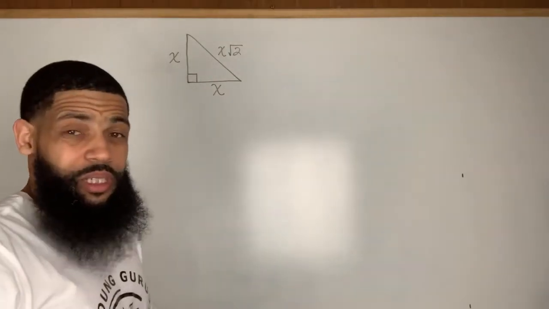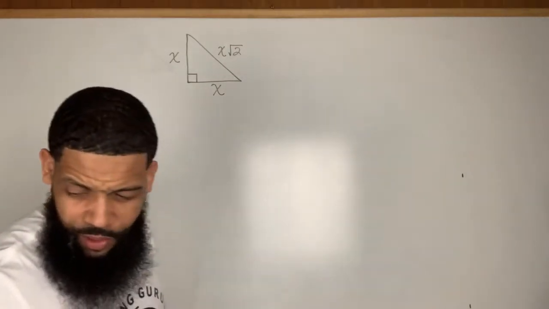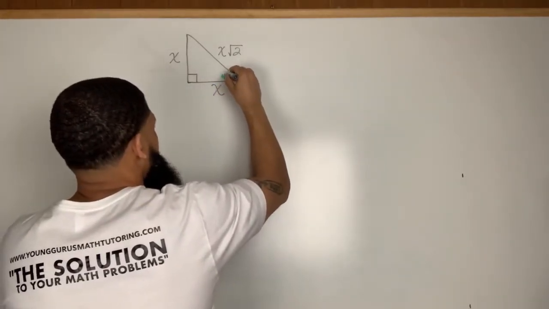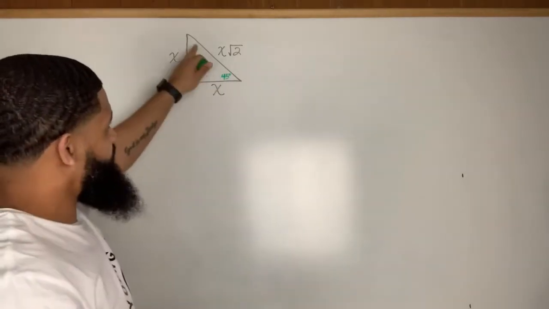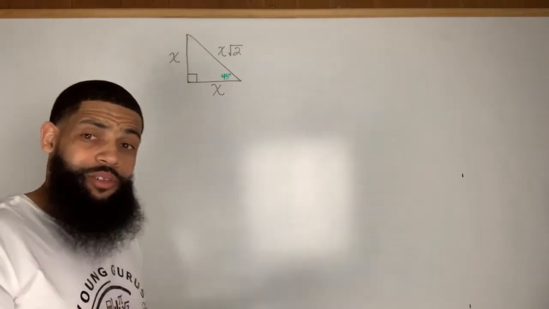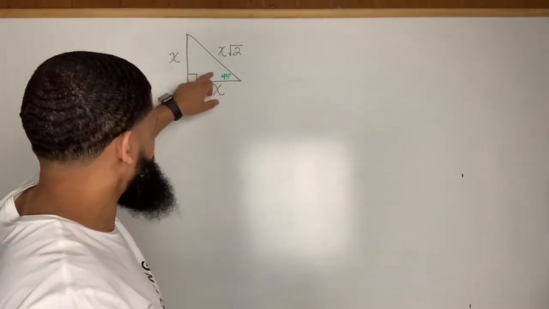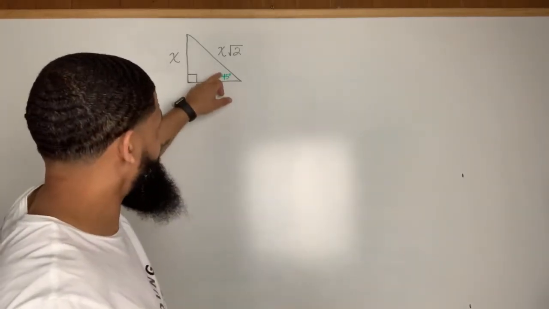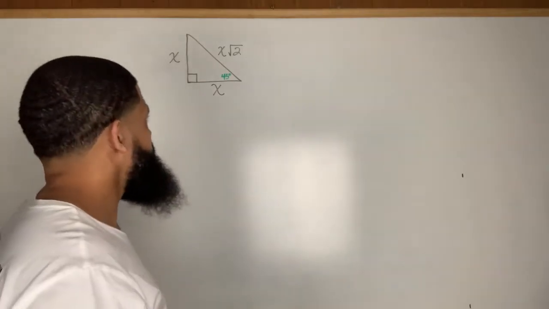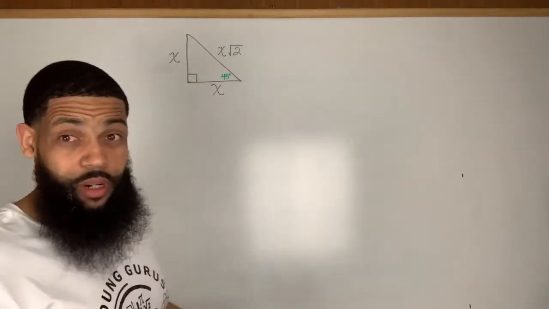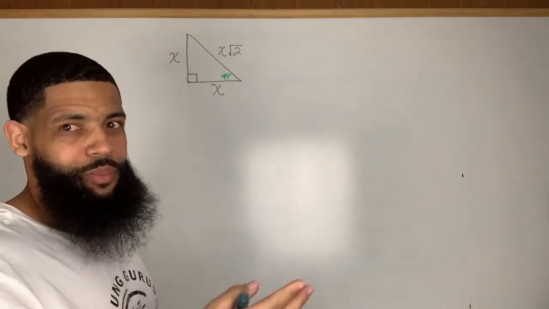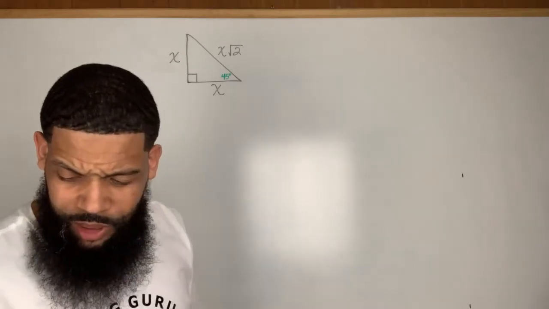If this is a 45-degree angle, then obviously that one has to be a 45-degree angle too, because the sum of the three angles is 180 degrees. 90 here, plus 45, plus another 45 is 180. So the legs of that triangle are the same length. To find the length of the hypotenuse, we take the leg and multiply it by the square root of 2. Let's get into some examples.